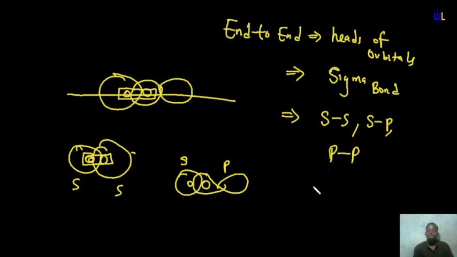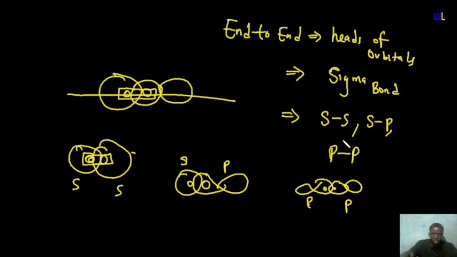And then finally P to P, I simply overlap two figure 8 structures. This is a P orbital, this is a P orbital, and put the electrons. What this is referred to as is a P to P end-to-end overlapping. So the major points for end-to-end: it occurs on the heads of the orbital. Secondly, the type of bond that it forms is a sigma bond. And then finally, it can occur between S and S, S and P, and P and P. That is it about end-to-end overlapping.